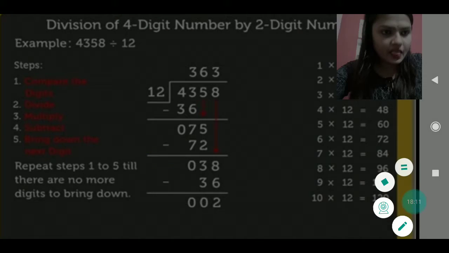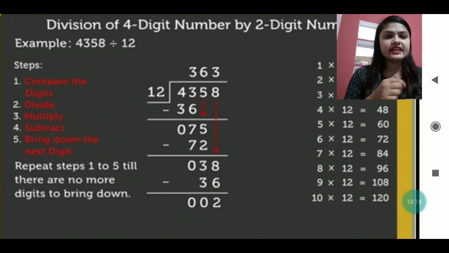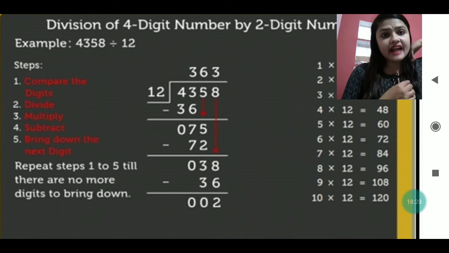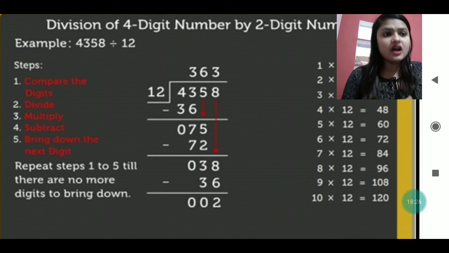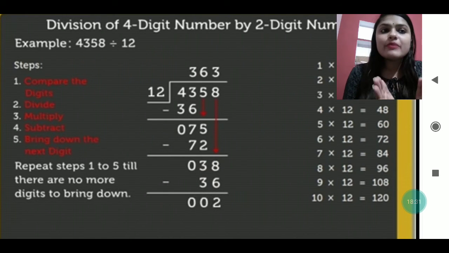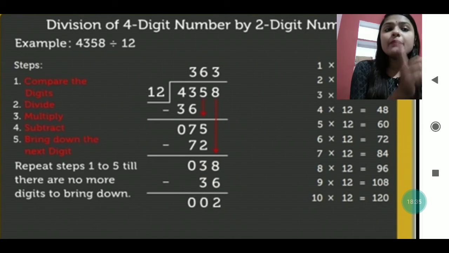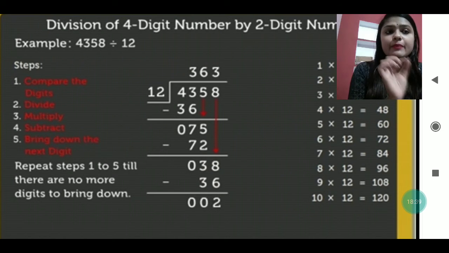Now see, the question which I have opened for you says division of a 4-digit number by a 2-digit number. So what is the number given? 4358 divided by 12. We have to divide 4358 by 12.